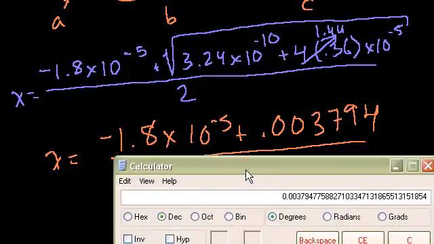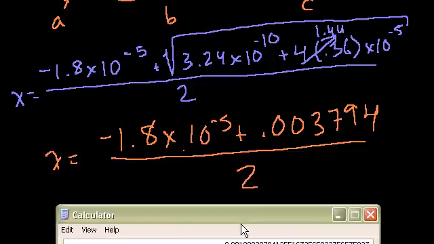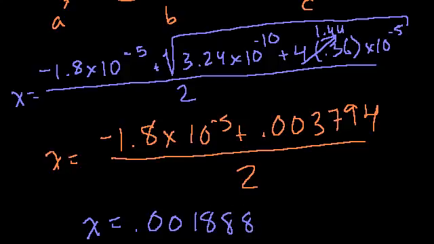Let's do the math. To that I'm going to subtract this point right here, 1.8 times 10 to the negative 5. So this is the whole numerator, and now I need to just divide it by 2. Divided by 2 is equal to 0.001. So x is equal to 0.00188, and so forth and so on.